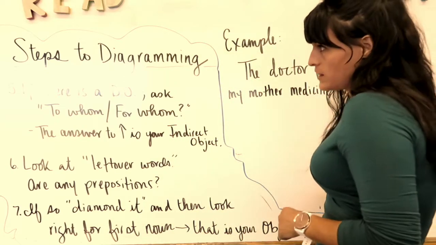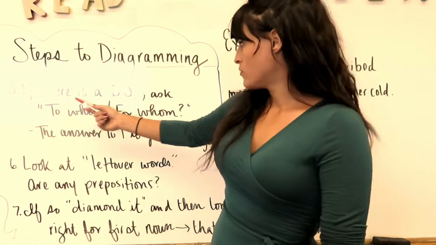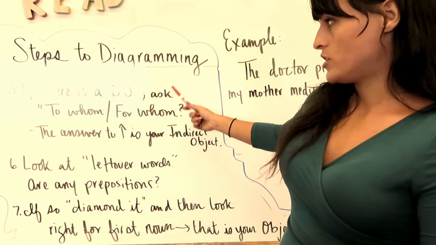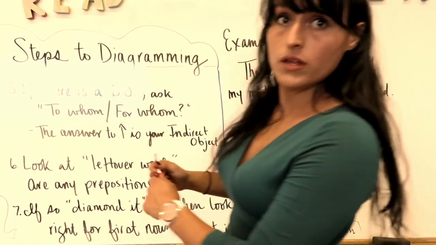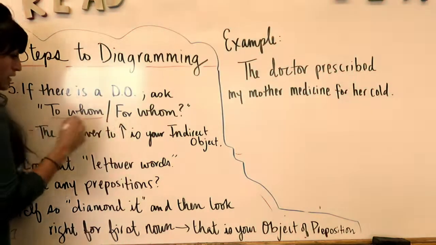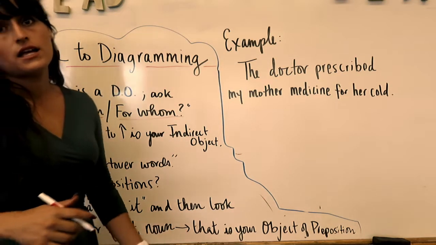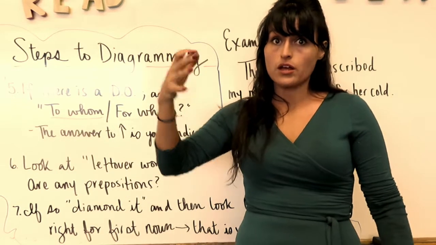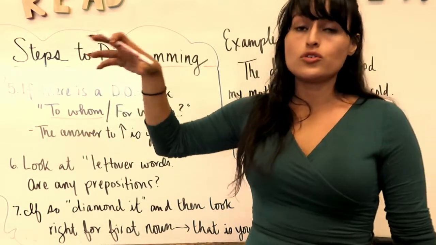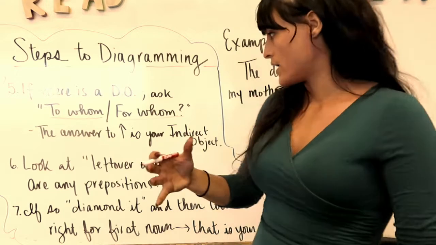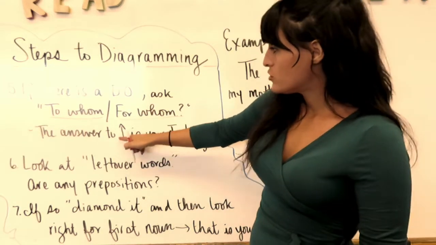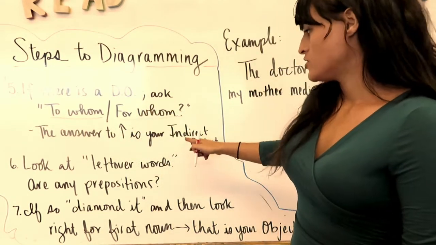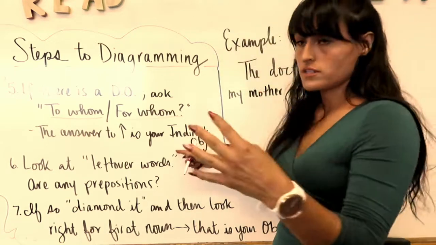So, if there is a DO, you always ask the question, to whom, for whom. This is super important. So if I say, I bought my mom a car, my verb is bought what? Car. There's my DO. To whom, for whom? Mom is my IO. The answer to the to whom, for whom is your indirect object. So let's go through all the steps real quick.